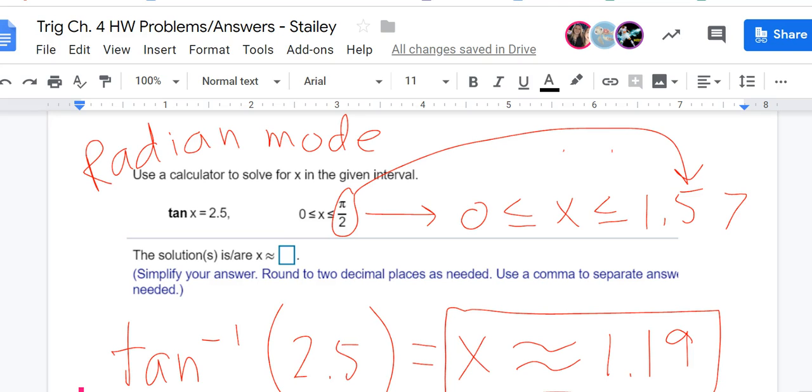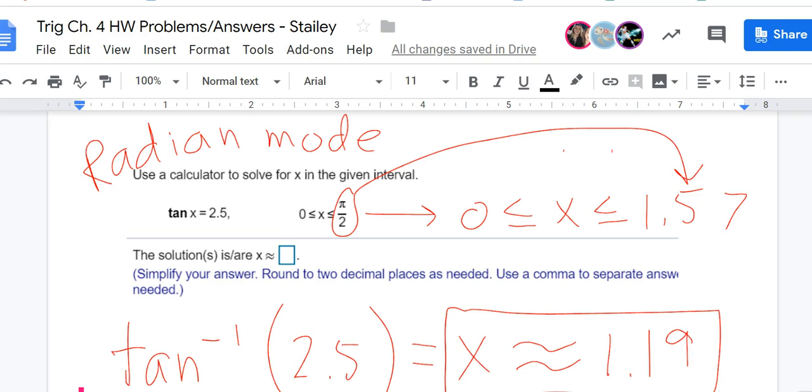do you notice that I took pi over 2 and I changed it to a decimal? If you take pi and divide by 2, you get 1.57. So they're telling me my answer has to be between 0 and 1.57. Now, because they chose that, I know it's radian mode. Got to have radian mode on my calculator, which is critical for me answering this question right.